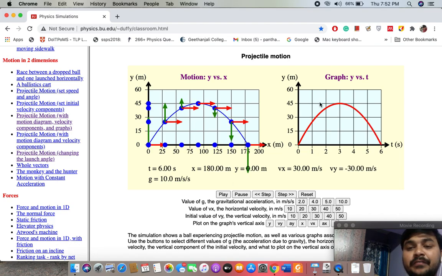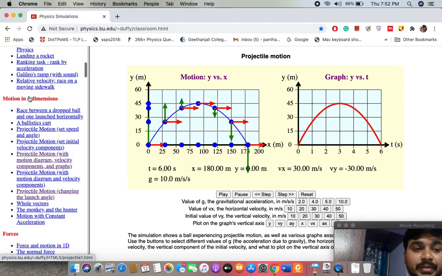So this is the graph, displacement versus time. This is the graph, vertical displacement versus horizontal displacement. And these are the components. The green and red components are the velocity vectors. See here, at the maximum height there is no vertical component, only the horizontal component is available. That is the best thing, that we are able to explain to the students more effectively how the projectile motion is. So this is motion in two dimensions.